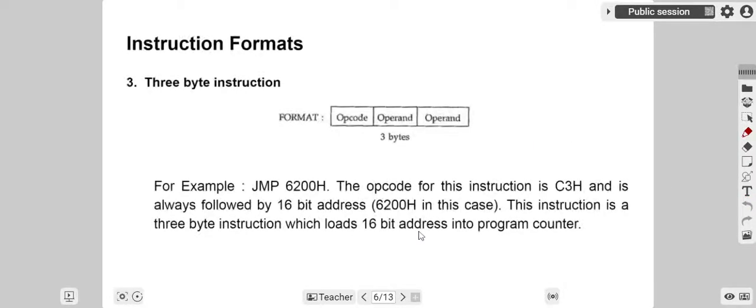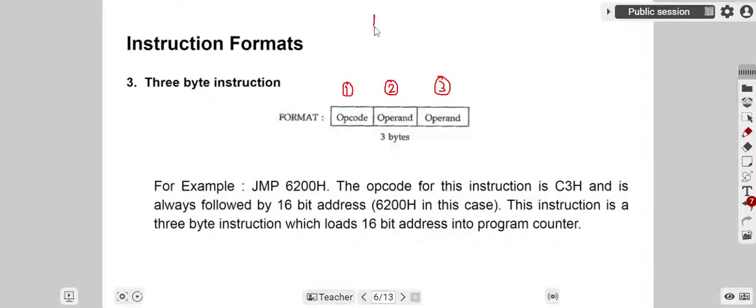Third category is 3 byte instructions, which require one opcode. So 1 byte will be required for the operation code, that is the action to be taken. Which action that instruction would perform is specified by this opcode. Secondly, the lower 8-bit data is specified by the second byte, the middle part of this instruction format. The third byte specifies the higher byte of the data or address.